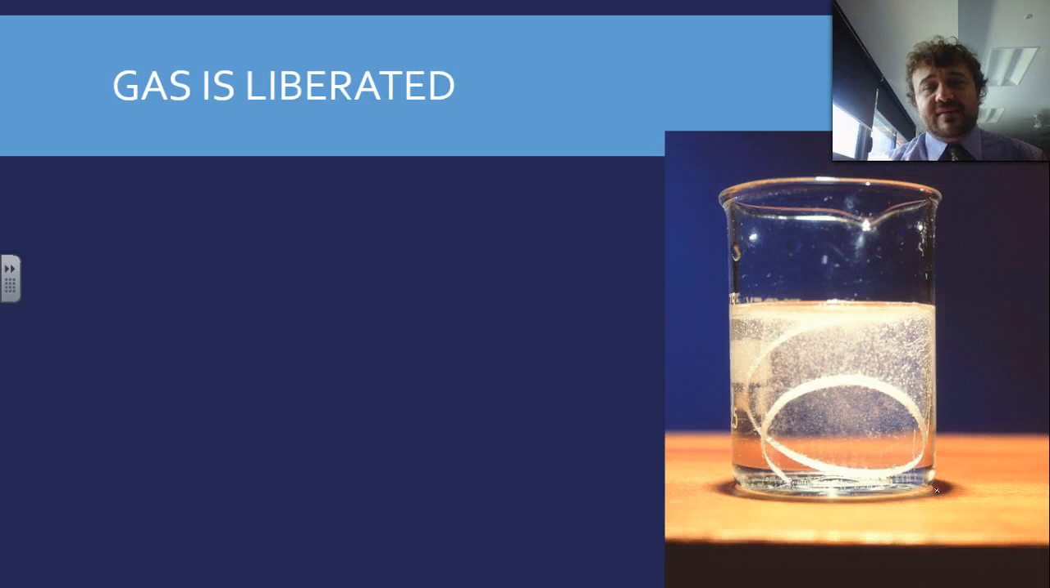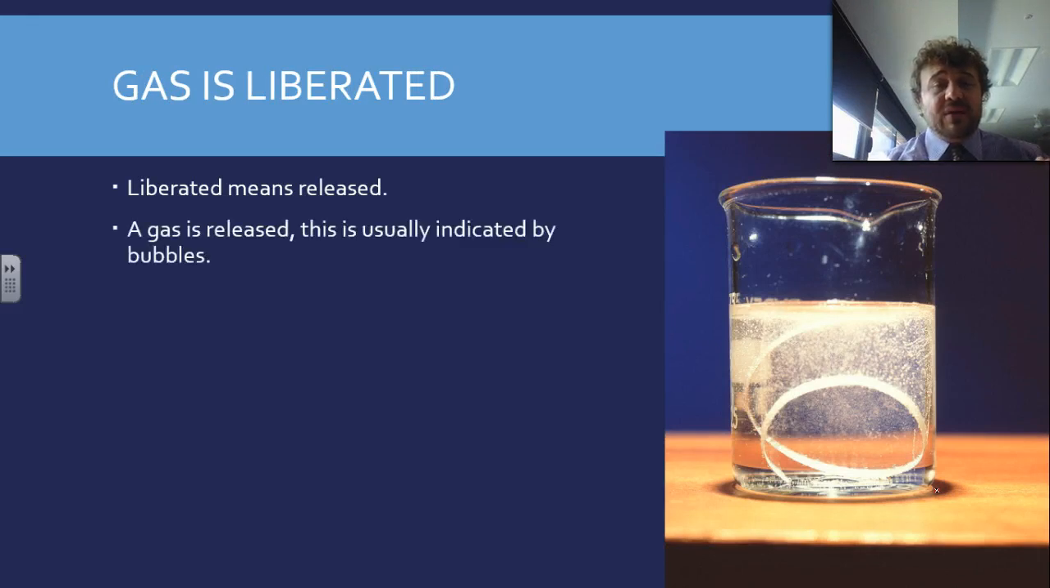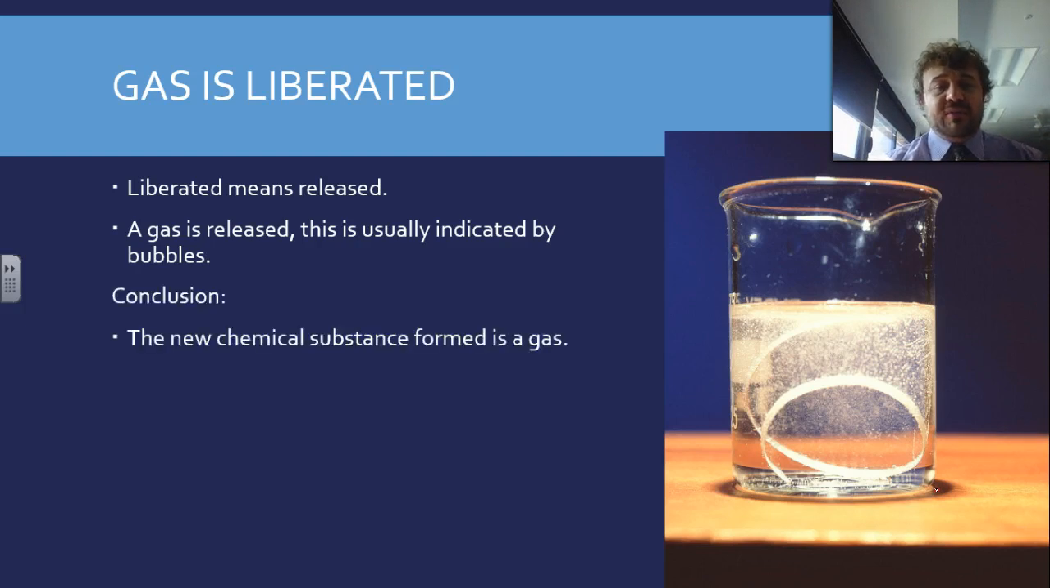So first, a gas is liberated. Liberated means released, okay, so when a gas is released, it's usually indicated by bubbles. So those are our observations, by the way. So gas is released, bubbles are rising up. The new chemical substance formed, so the product of the reaction, is a gas. All right, so that's the conclusion.